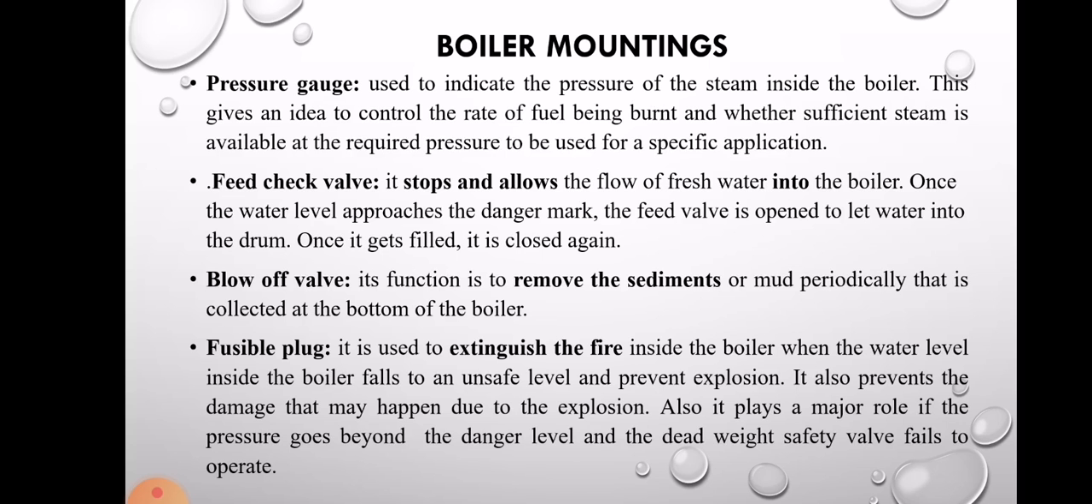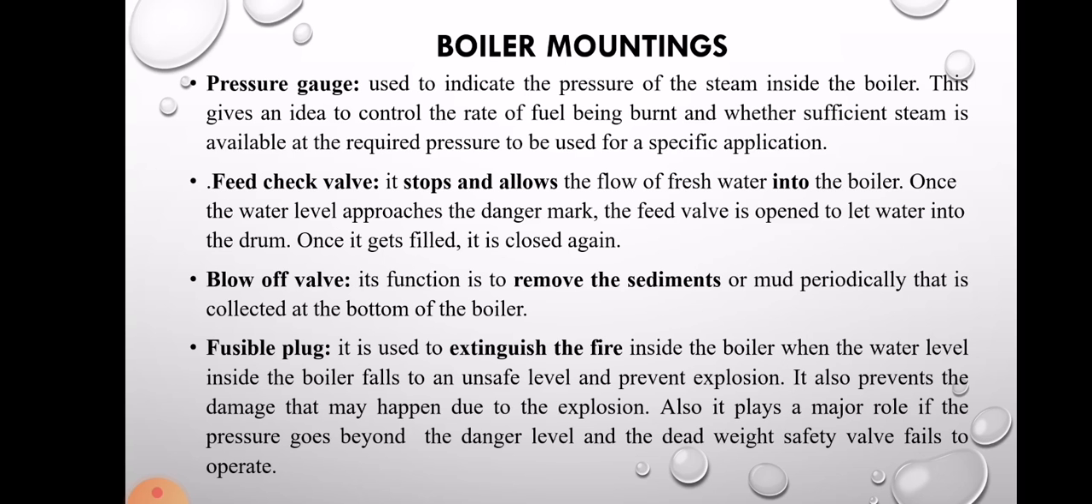Then we have the pressure gauge. This is also one of the most important boiler mountings. It indicates the pressure of the steam. It has to be continuously monitored, because once the pressure goes beyond the danger mark, care has to be taken that the steam pressure is brought down, either by taking the steam out through the steam stop valve, or the dead weight valve has to be lifted.